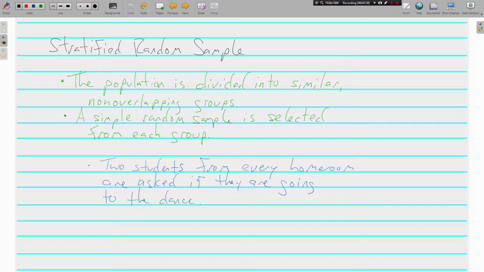Dividing it into similar groups is the part where you're just asking each homeroom, and then you do a random sample from each homeroom. Maybe then you put the names in a hat. But it's the part about splitting it up into groups that goes with stratified.